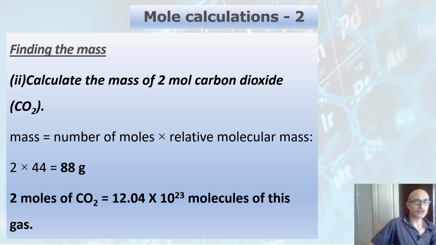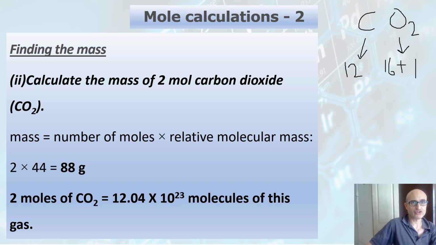Look. So CO2 is this. Now in CO2, we have 1 atom of carbon, which has an RAM of 12, and I've got 2 atoms of oxygen, which therefore have an RAM of 16 for one oxygen atom and 16 for the next oxygen atom. All in all, we say that we have a relative molecular mass equal to the sum of all of the RAMs. So that works out to be 44.